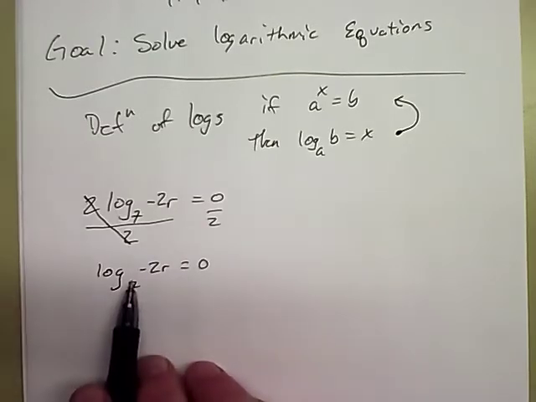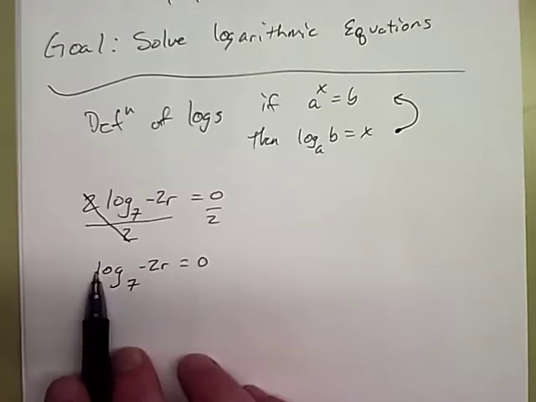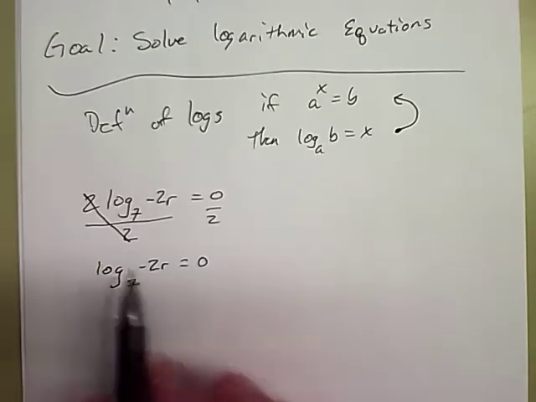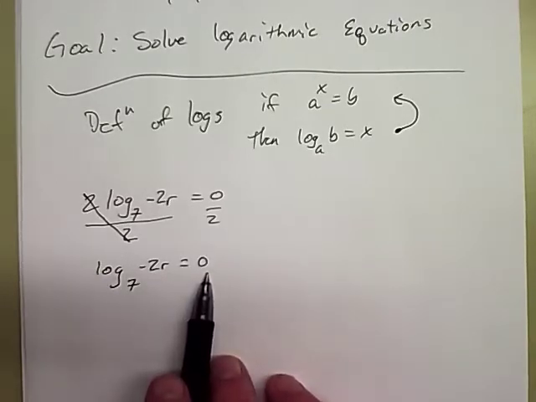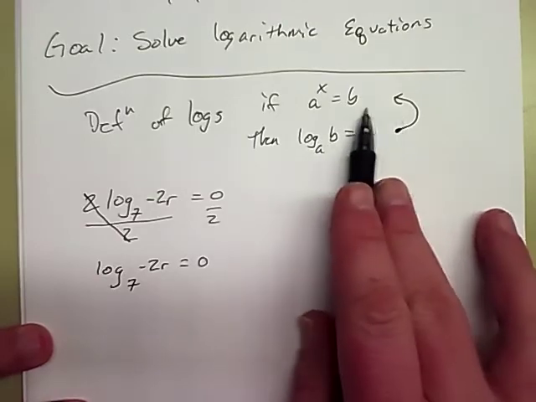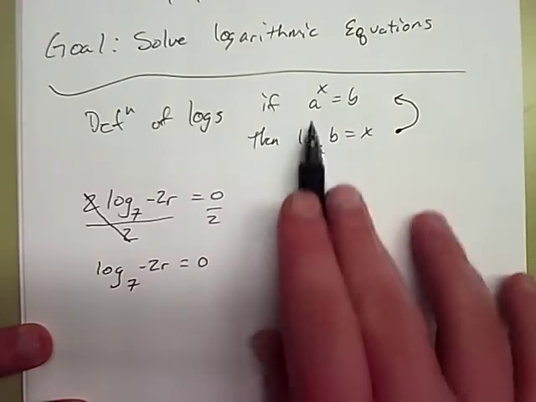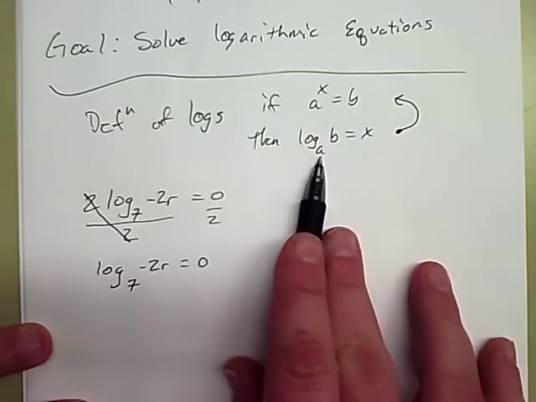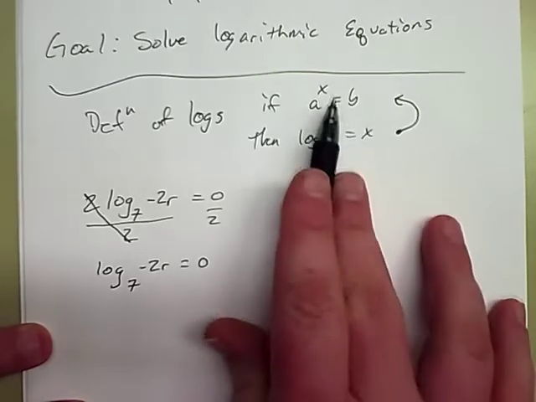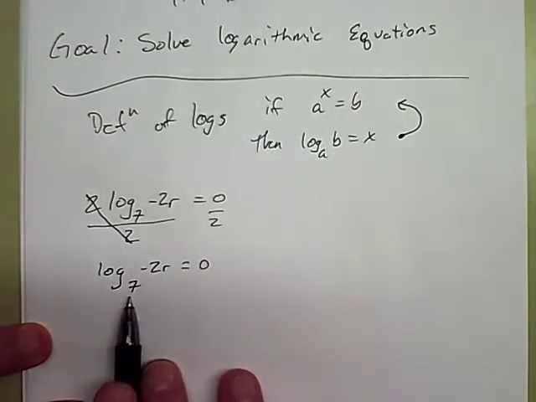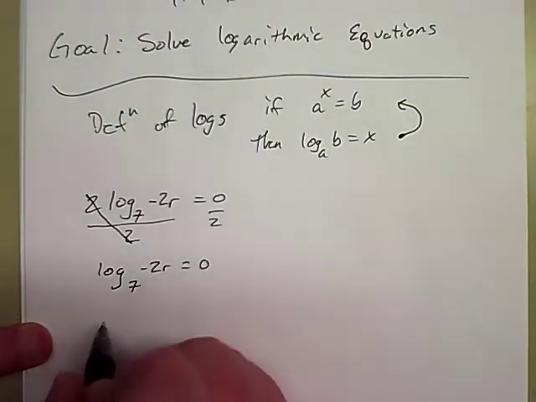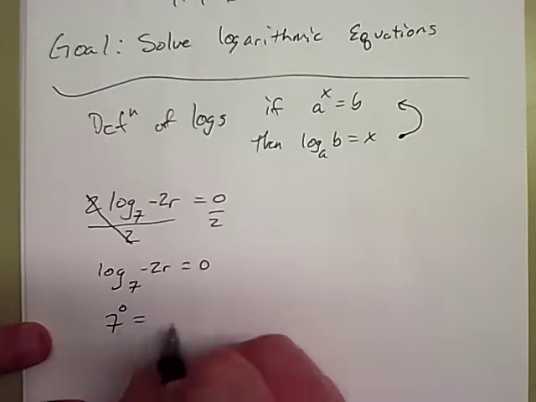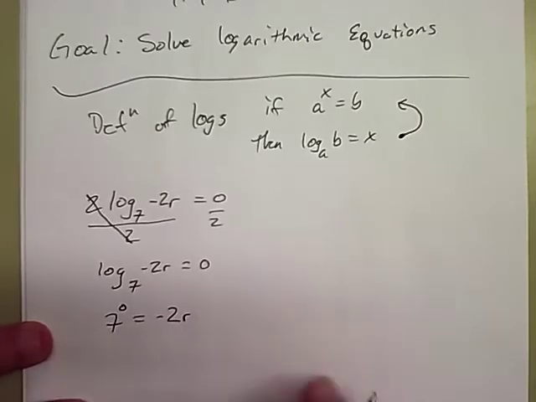Now, I have one log on one side all by itself, and I have my numbers on the other side. 0 is still a number, and that's okay. Now I need to convert it to exponential form. It says log base a of b equals x, then a raised to the x power equals b. So I'm going to say 7 raised to the 0 power is going to equal negative 2r.